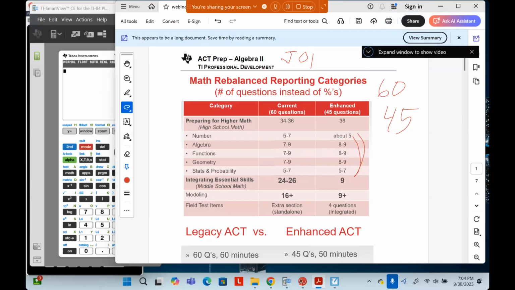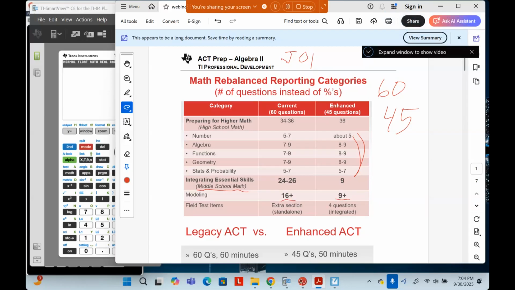A lot of those they took out were in this category. So middle school math, a lot fewer questions about middle school math, percents, ratios, basic geometry, almost like pre-algebra stuff. You still have some questions, but not nearly as much. And you have fewer modeling questions. You went from 16 to about 9 or so. And so it should be a little bit more streamlined. In theory, you should be able to finish faster.